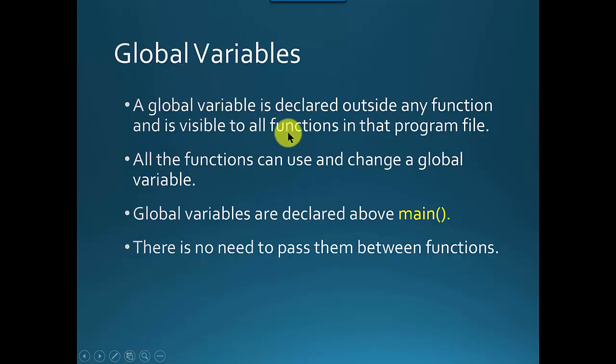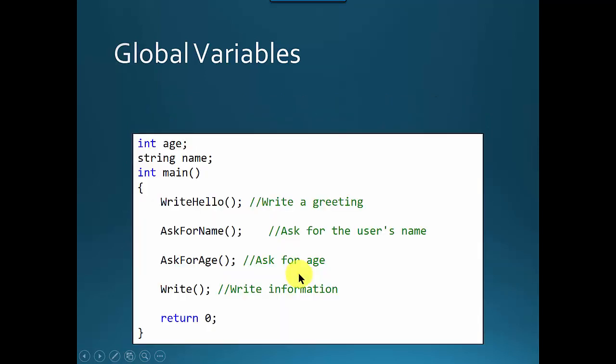So a global variable is declared outside any function and is visible to all functions in that program file. All the functions can use and change that global variable because it's going to exist throughout the existence of the program. And to declare a global variable, you just declare them above your main function. There's no need to pass them between functions. So here's an example of two global variables. We have age and name. Notice they're declared outside of main. All these functions can access age and name.